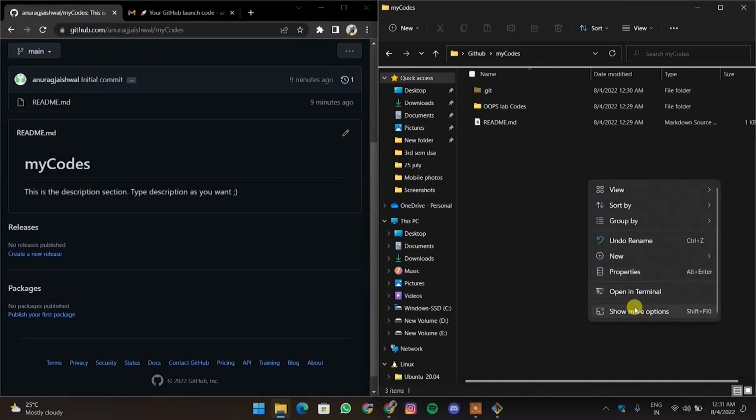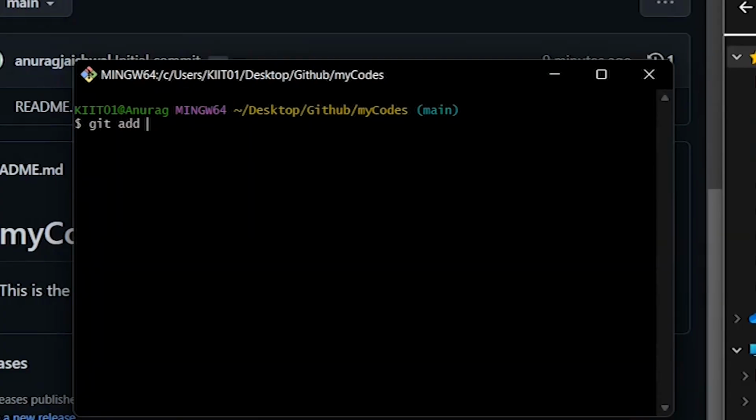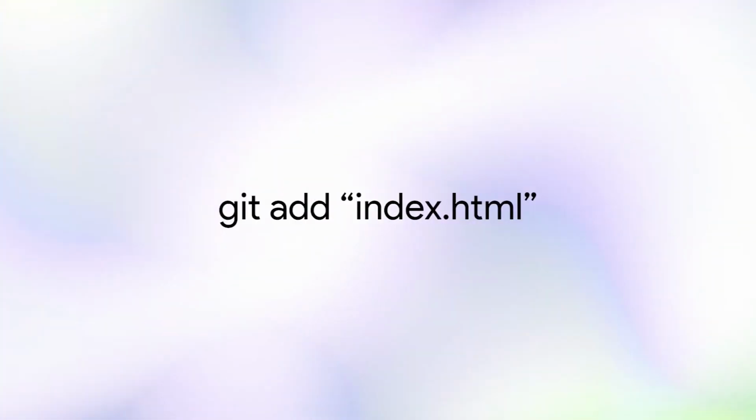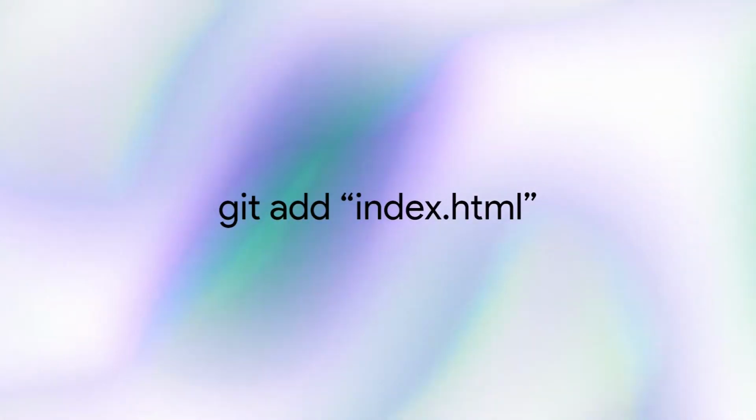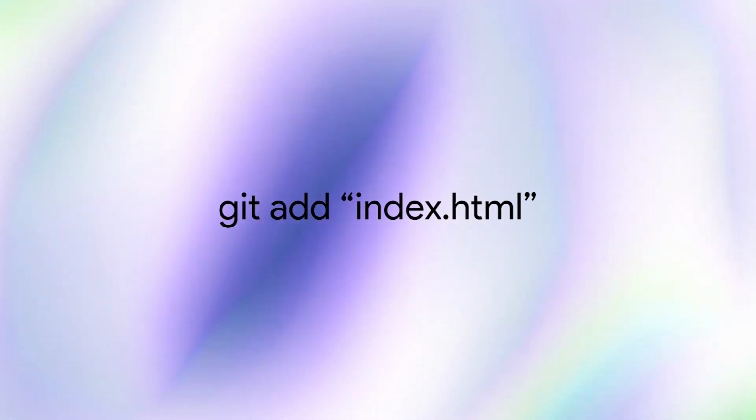Now let's do this. Right click and click on Git Bash. Type git add space dot. So what's dot? It means adding all the files that are changed. Instead of this, you can also specify which files to add. Just type git add and the file name with extension, git add index.html. So this adds the index.html file only.